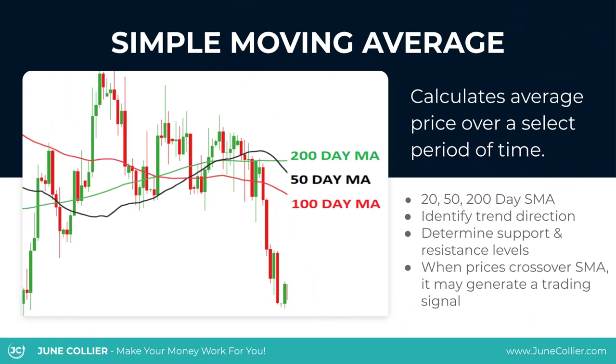Simple moving average. Stock prices move daily. Simple moving averages calculate the price of a stock over a selected period of time. Popular periods of time are 20 days, 50 days, and 200-day simple moving averages. When all three simple moving averages are laid out, certain predictions and trading signals can be made based on the simple moving averages crossing over each other.